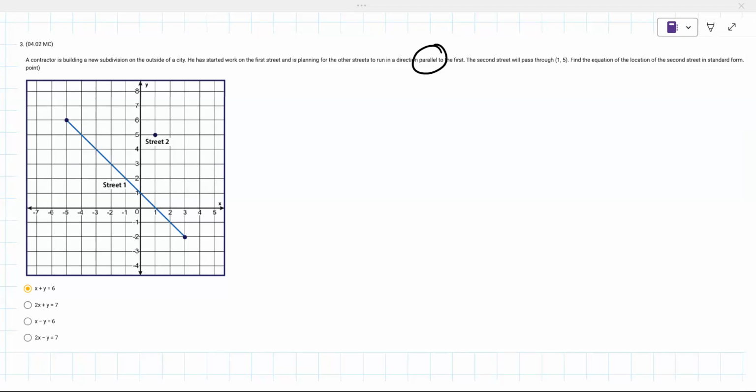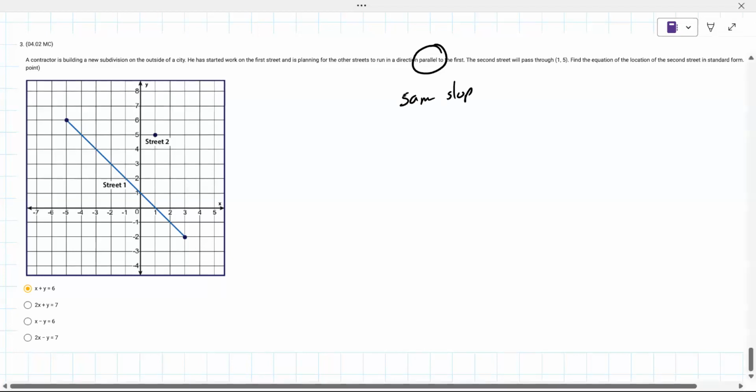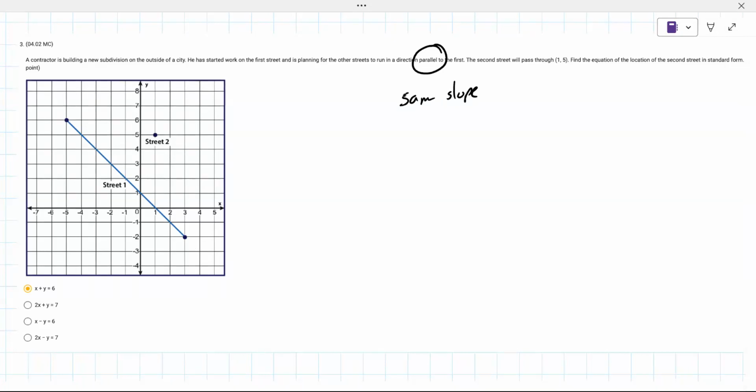All right. Do you want me to jump in and help here? I'm not trying to put you on the spot. Okay, so we check: parallel means same slope. So what is the slope of street 1?